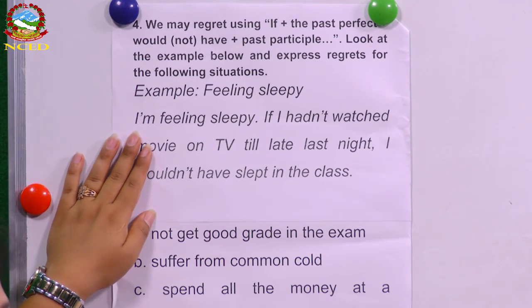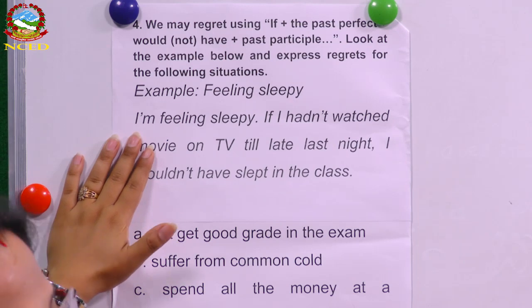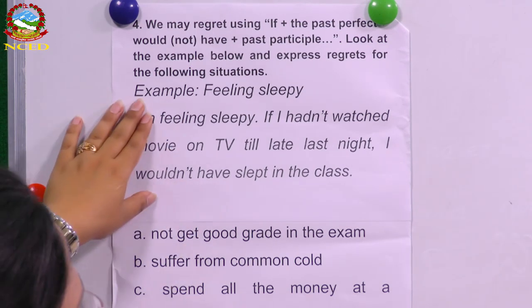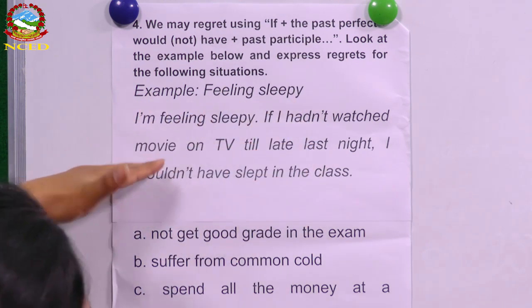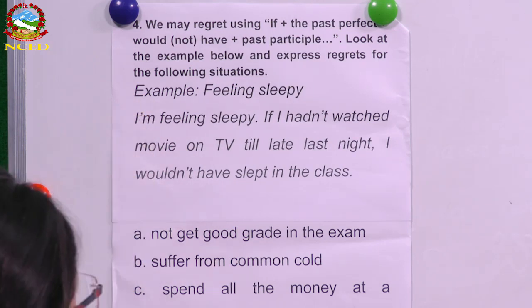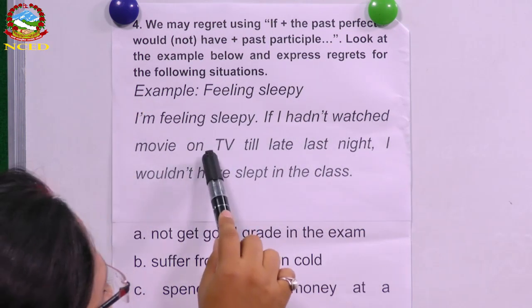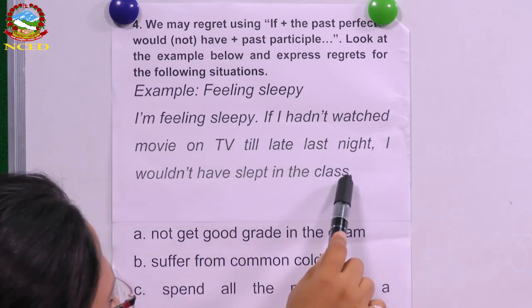Past perfect tense चाहिँ हामी कुनै कुराको बारेमा पछुतो अथवा रिग्रेट एक्सप्रेस गर्न पनि युज गर्छौं. हामीले यस्तो गर्न सके भए हुन्थ्यो, गर्न सकेनौ type of thing. Okay, there is an example given, feeling sleepy. So have a look how the sentence is made. Okay, I am feeling sleepy. If I hadn't watched movie and TV till late last night, I wouldn't have slept in the class.